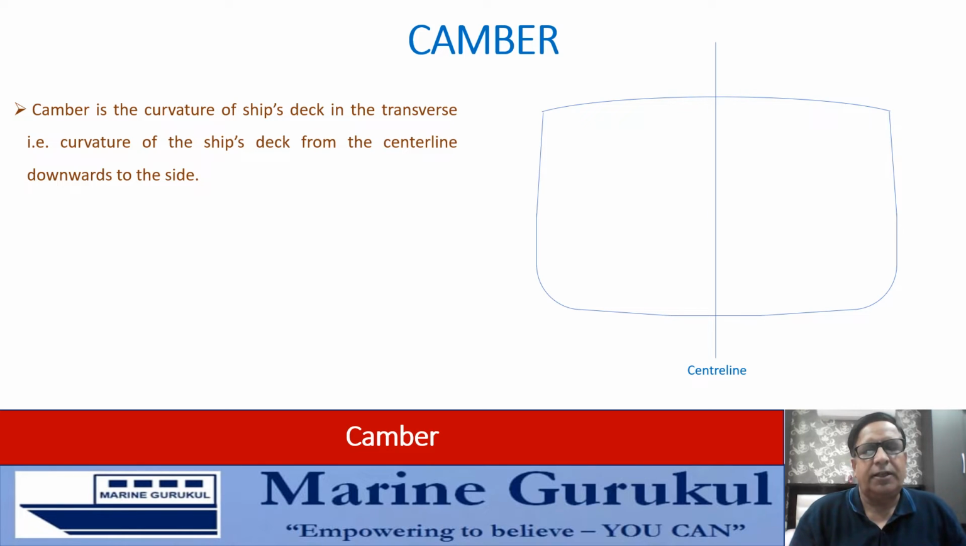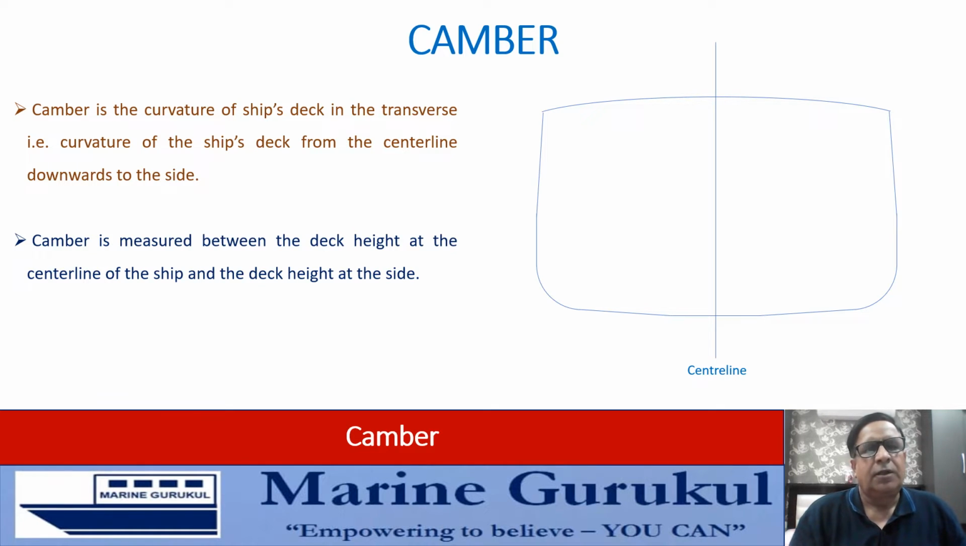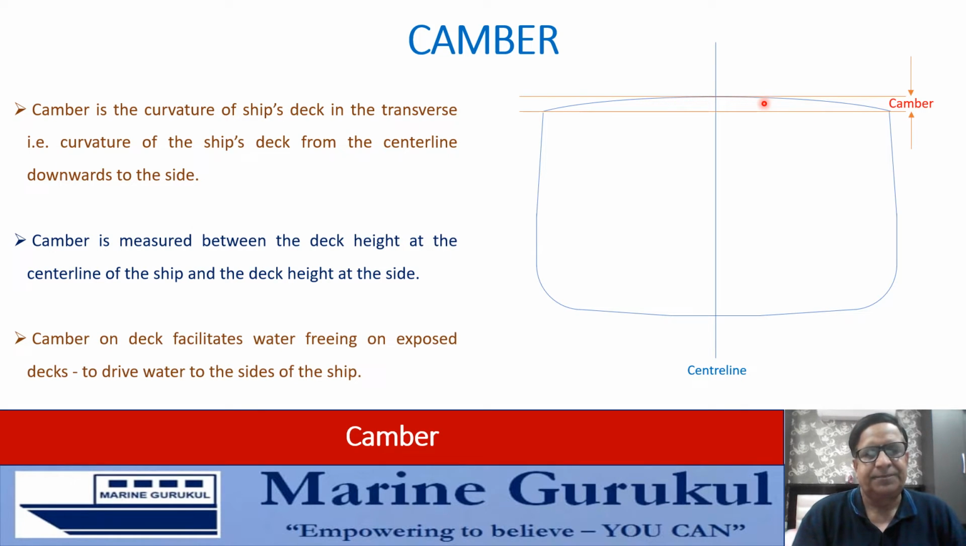Now, if you have the center line of the vessel, camber is measured between the deck height at the center line, that means here, and the deck height on the sides. That means if we draw a tangent to the deck at the center line and we draw another line where the deck edge meets the ship side, the difference between these two, you can see in the diagram, is the measure of the camber of the deck in this particular case.